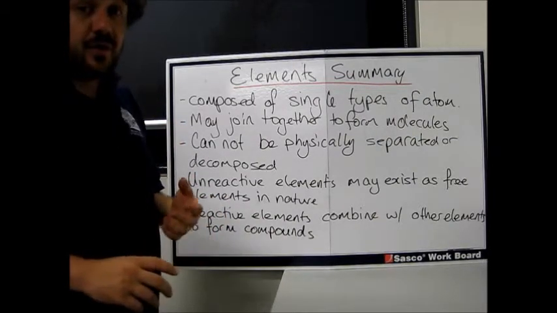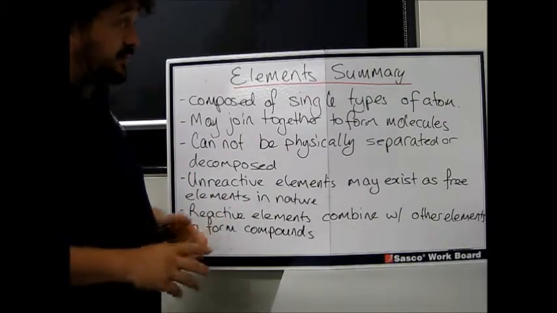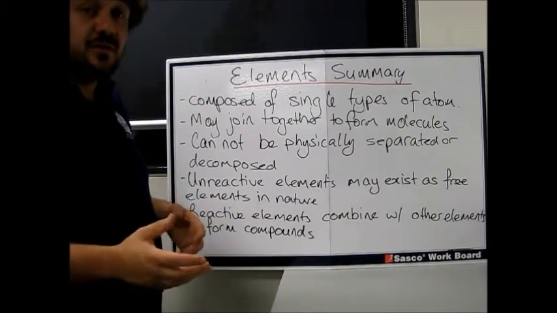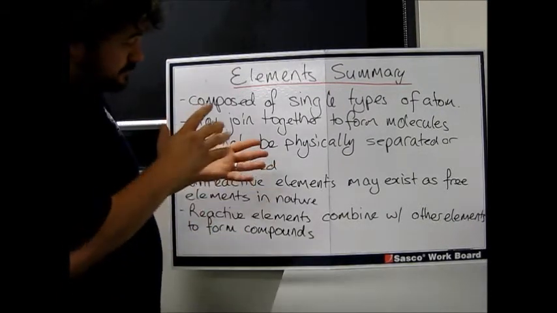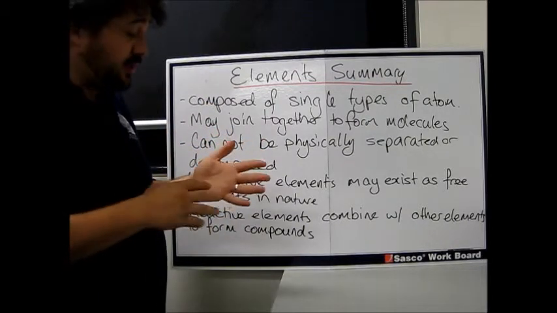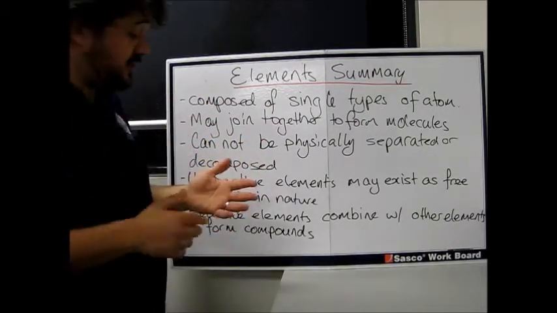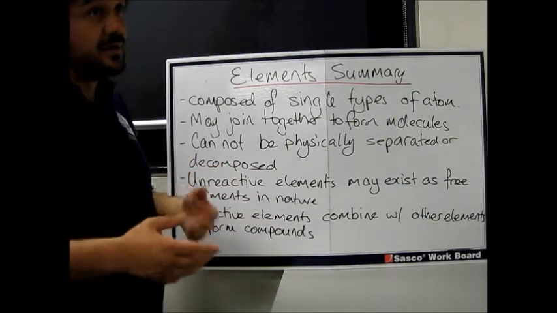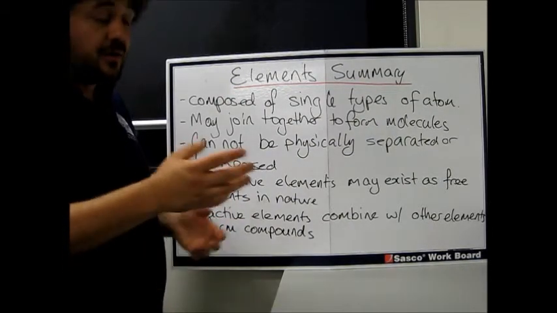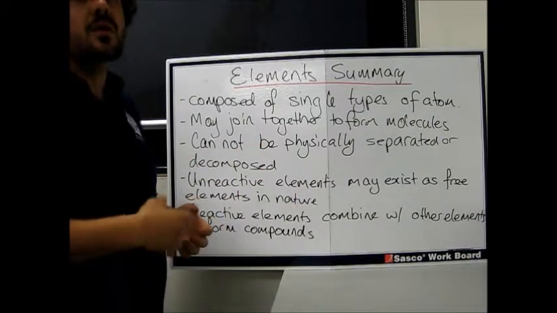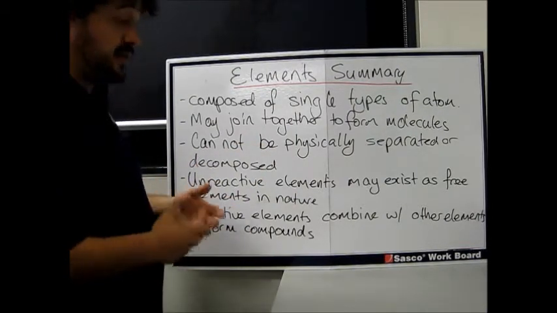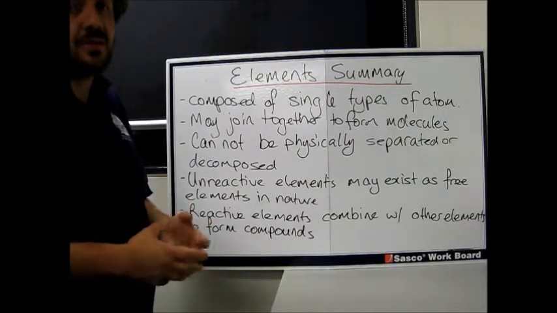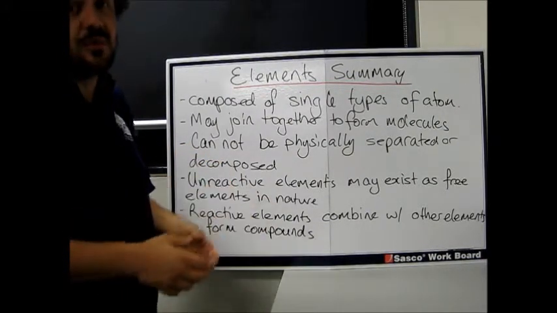They are all composed of one single type of atom, okay? If it's not, it's not an element. They may join together to form molecules. You can have diatomic molecules, which is two, like oxygen gas, or triatomic, like ozone, which is O3. They cannot be physically separated or decomposed. That's as small as they get.